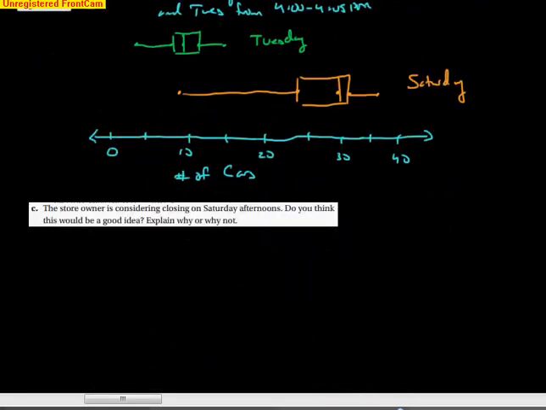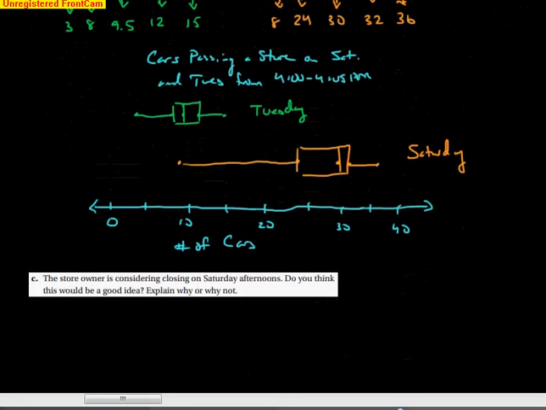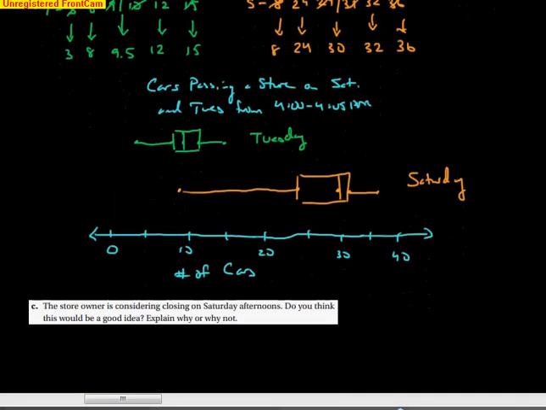Alright, so then there's a part C. So again, here's my box and whisker plot. So if I scroll down, let me keep the box and whisker plot in sight. So part C says, the store owner is considering closing on Saturday afternoons. Do you think this would be a good idea? Explain why or why not. Well, obviously, look at the cars that pass by on Saturday. It is much higher than Tuesday.